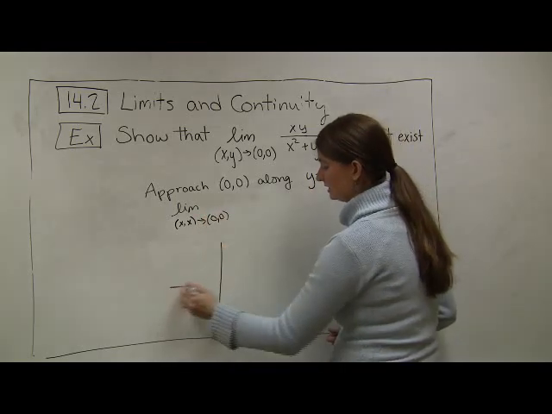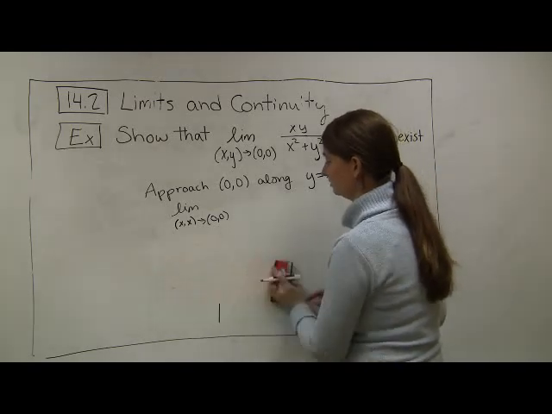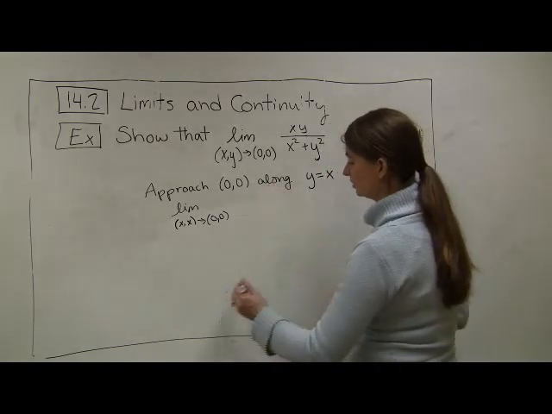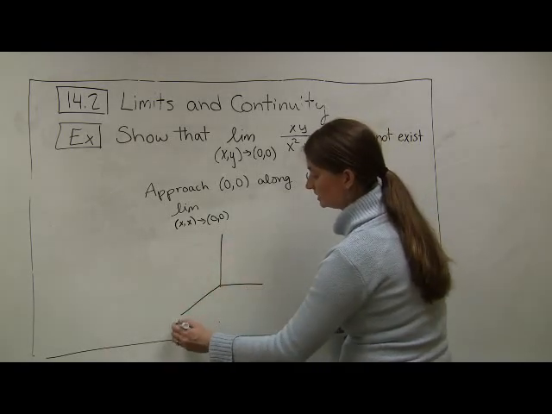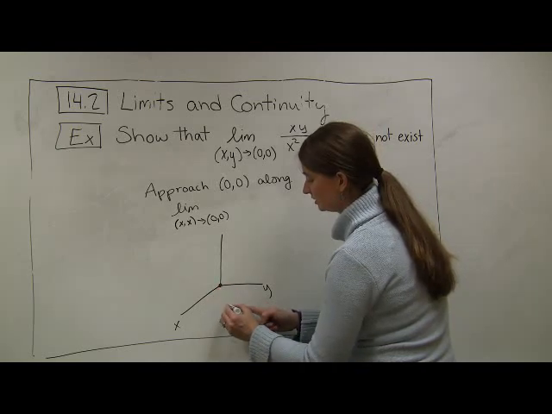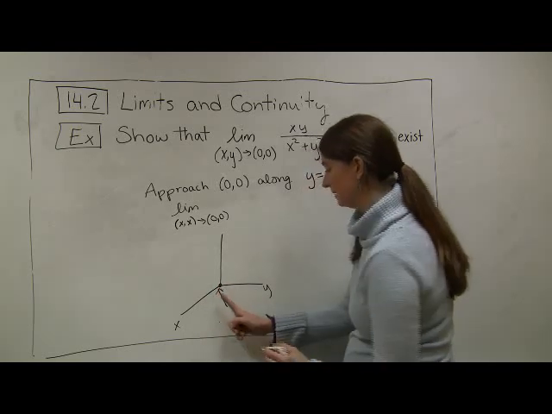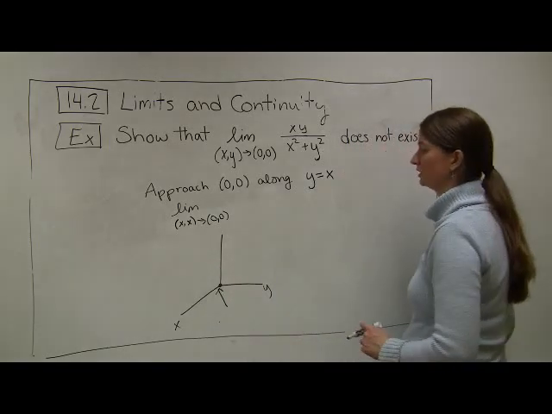Graphically, in the xy plane, maybe I should do a 3-dimensional graph. Maybe that would be better. We don't really know what this curvy, crazy function is doing, but we know it's doing something curvy and crazy. And I'm saying I'm going to approach the origin 0, 0 along this path, the path where y is exactly equal to x. It's the straight line through the origin.